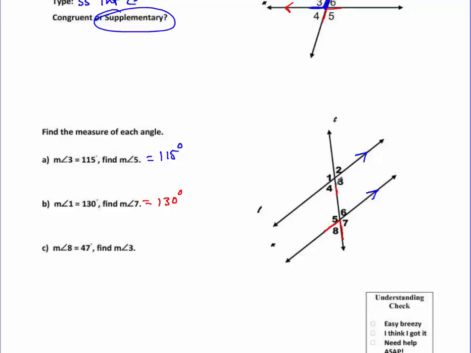Now, find the measure of angle 3. Okay, we have an acute and we have an obtuse. Now, those are not alternate interior because this one's on the outside. They're not alternate exterior because this one's on the inside. They're not same side because they're on alternate sides. And they're not corresponding because they're not in the same spot. So this is just an acute angle and an obtuse angle in our diagram. Well, you know that any acute angle and any obtuse angle in this type of diagram are going to add up to 180 degrees. So 180 minus 47 gives us 133 degrees. So the measure of angle 3 is 133 degrees. That's it.